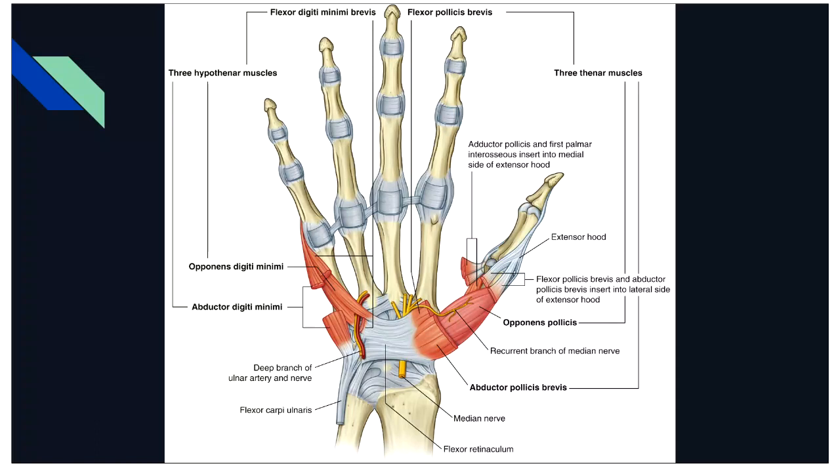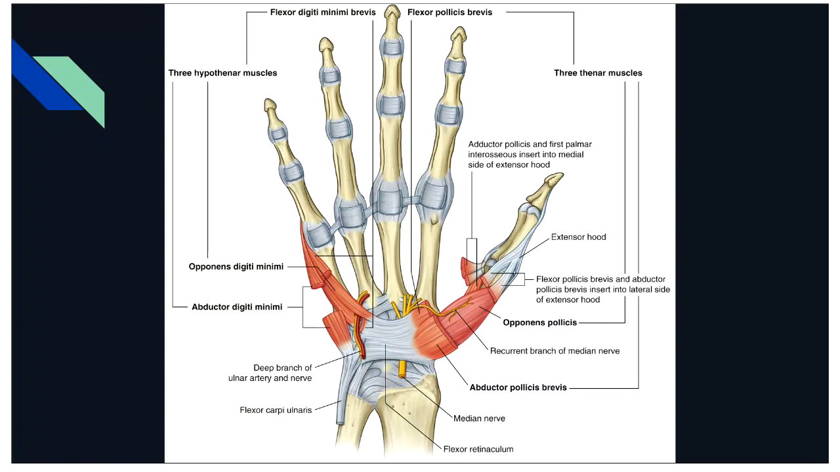Median. Okay, and then that would do what? The recurrent branch of the median nerve. Remember that one. It is a branch of the median. The recurrent branch of the median nerve. Know what happens, what would you lose if there was an injury to it?